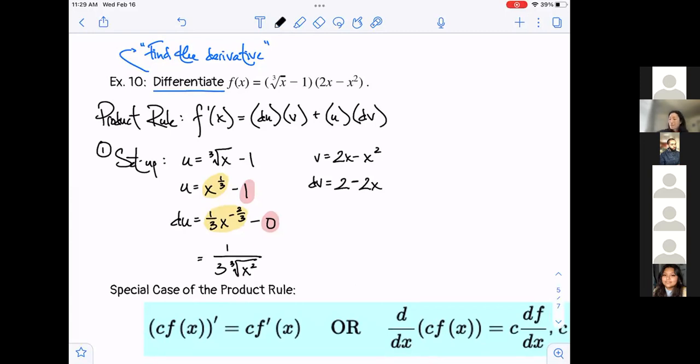Okay. Yes, Nora, what's up? So constants are always 0. If it's only a constant, like if the term itself is just a constant. Okay, great.